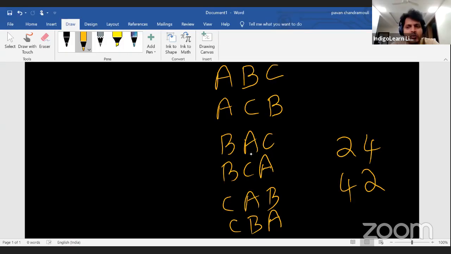So how do we represent the concept of permutation? Generally, you have a notation nPr. So what does the letter P represent? P represents permutation. n represents the number of objects that you have at your disposal. r represents the number of things that you are choosing.